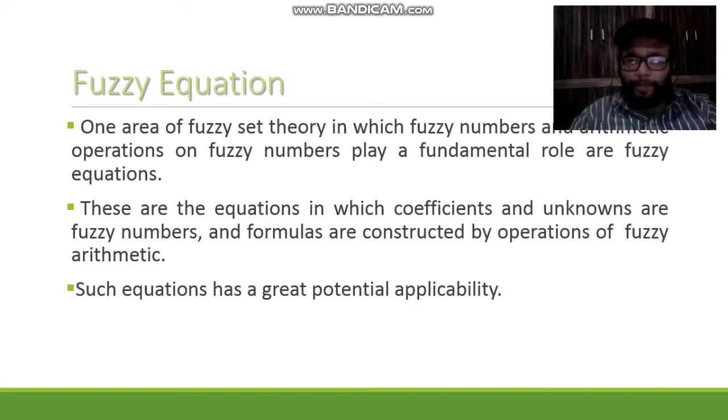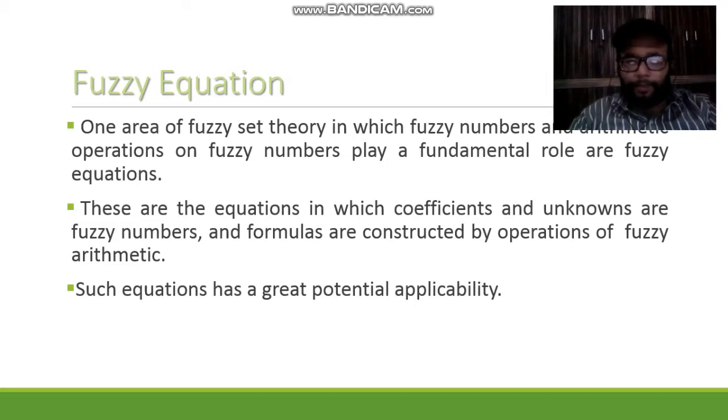There are some numbers that can be like about 20. About 20 is a number. It will have a range of values, say from 18 to 21, and further we have some more values, and we need to add those two values. Then we'll perform some operations, or the fuzzy arithmetic, on that. So one area of fuzzy set theory in which fuzzy numbers and fuzzy arithmetic on fuzzy numbers play a fundamental role are fuzzy equations. Okay, this is the formal thing that I want to tell.